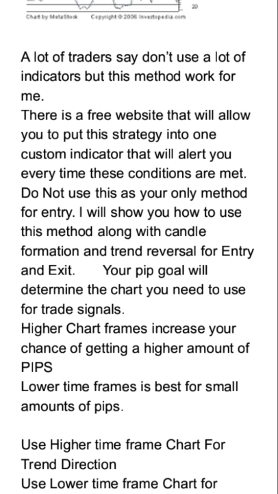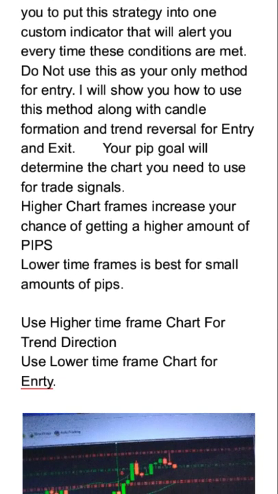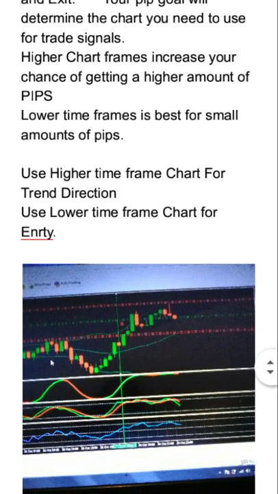Your pip goal will determine the chart you need to use for trade signals. Higher chart frames increase your chance of getting higher amounts of pips. Lower time frames are best for a smaller amount of pips. Also use your higher time frame to determine your trend direction for the day or for the week or month, and use your lower time frames for your entry.